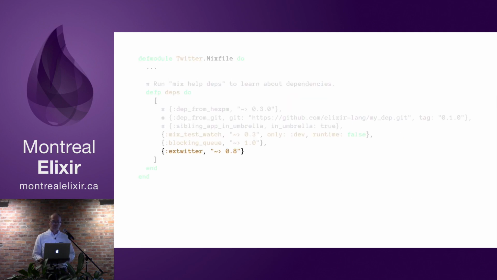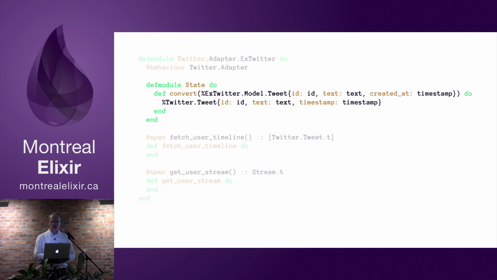So first, we need to add xTwitter as a dependency to the project. So that's the first thing to do in the mix file. Then we run mix deps.get. It's like the bundler equivalent in the Ruby world.